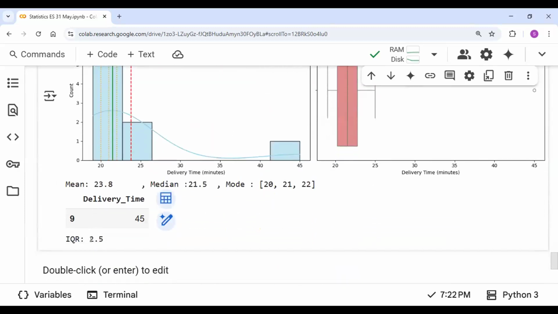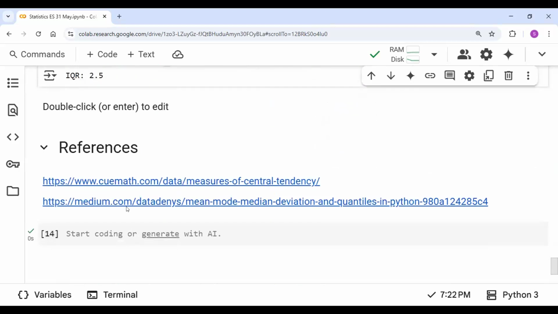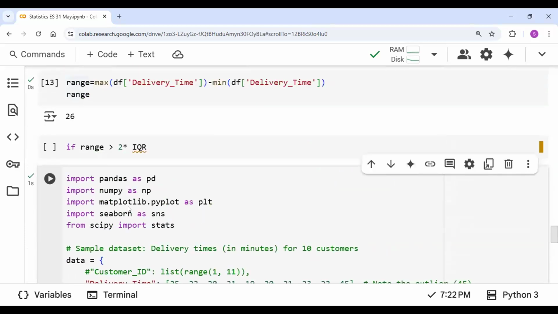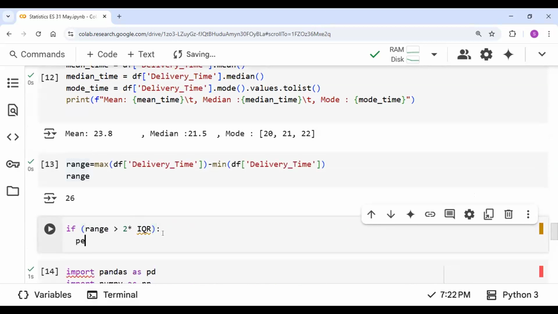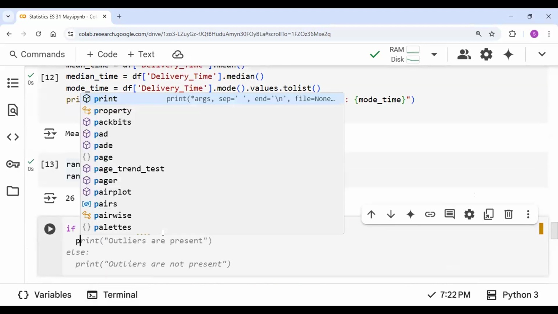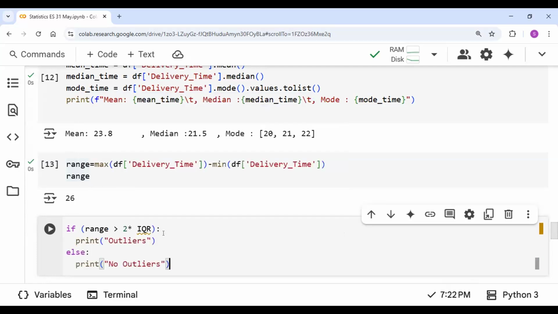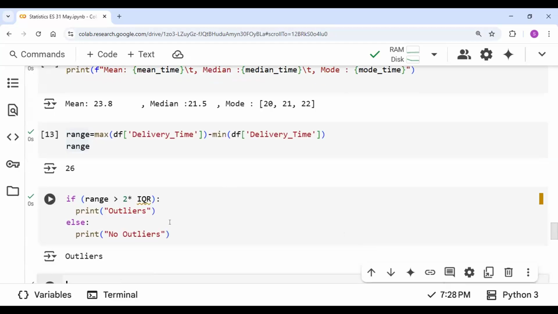Since we have already detected it in the last session, the IQR value is 2.5 here, according to our data. So we are just going to get that, 2 into IQR. Then you can determine that outliers are present in your data. Else there is no outlier. You got it? So there is an outlier present in your data.